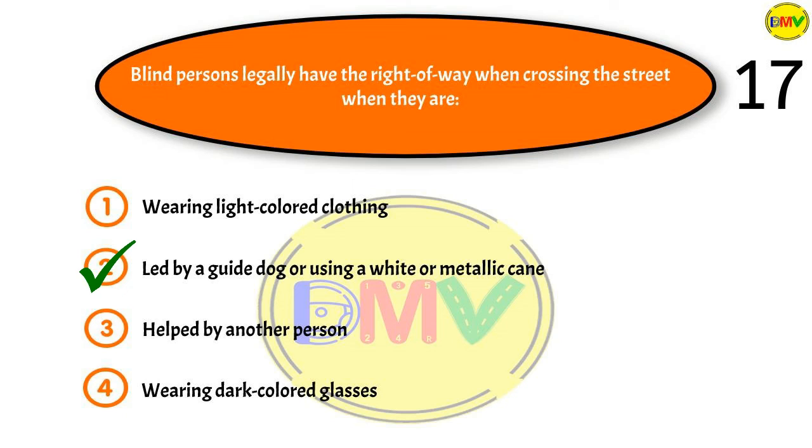The correct answer is 2. Blind pedestrians who are being led by a guide dog or are using a white or metallic cane have the right of way at a marked or unmarked crosswalk, even if the traffic signals or other right of way rules are not in their favor.